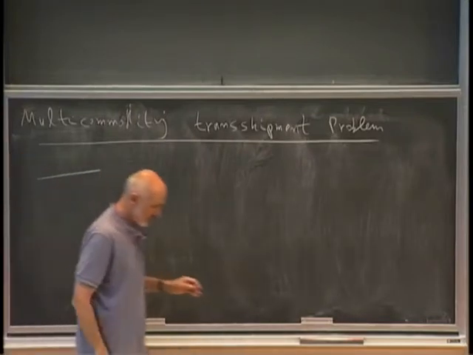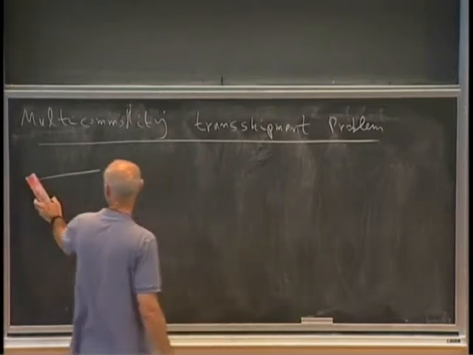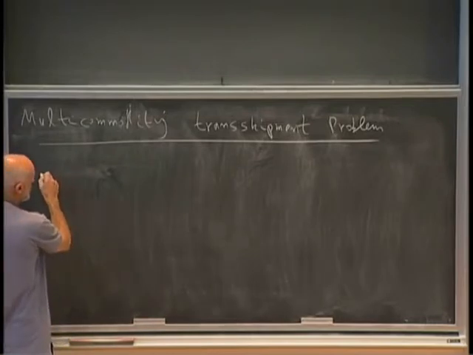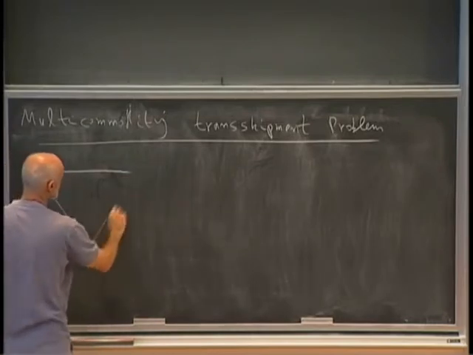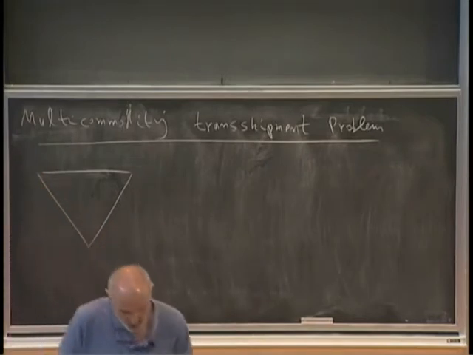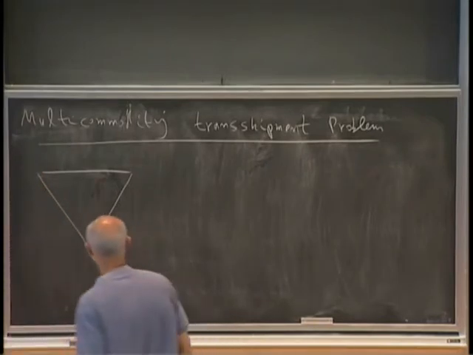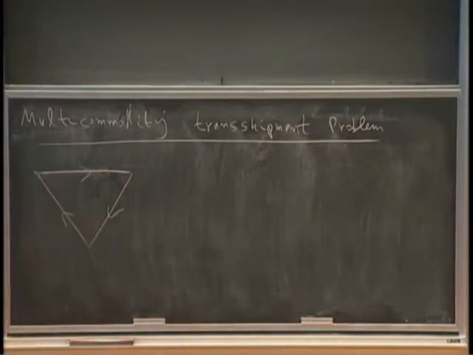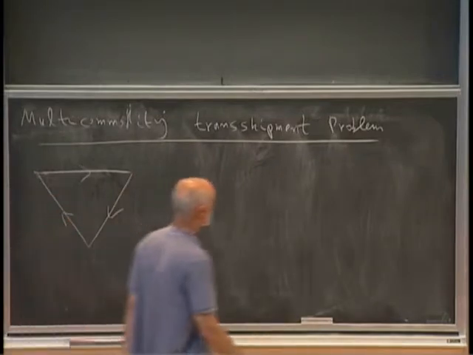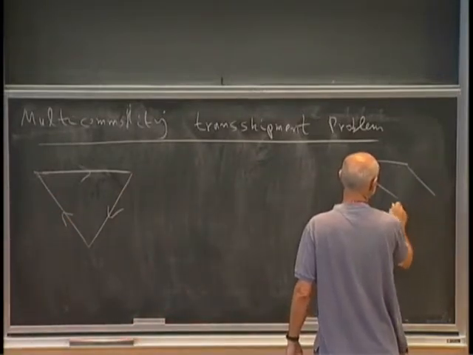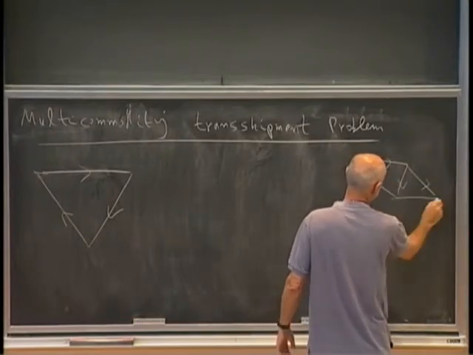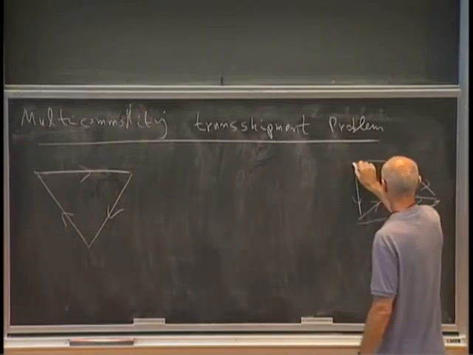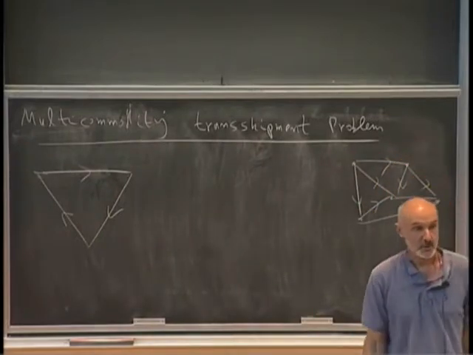Let me give a simple example. So you have an arbitrary directed graph. I'm going to follow an example which I have in the notes. Let's just look at one triangle. But think of a very complicated graph, a very complicated network flow, like this, maybe this. It could be any directed graph.